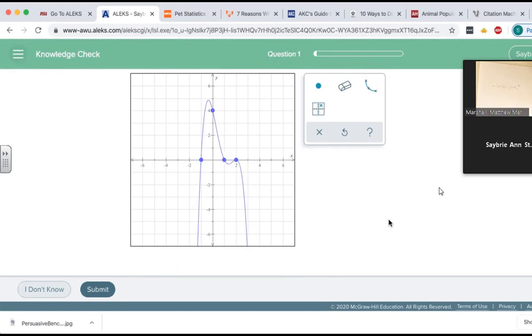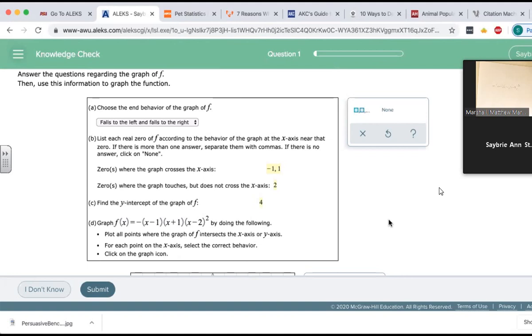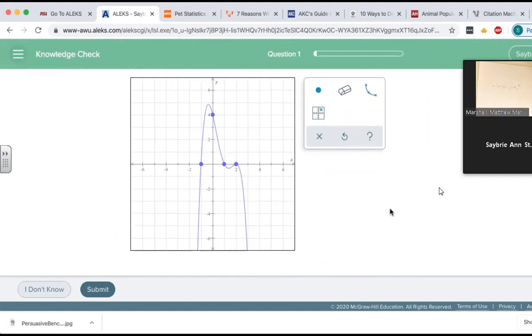Go back up, double check your other answers. Yeah, that's what mine looks like. So let's double check. So definitely falls left, falls right, touches the x-axis at -1 and 1, touches but doesn't cross, 2, y-intercept is 4. All right, I think that one's money. That's good. Just did that one. Pass that knowledge check.